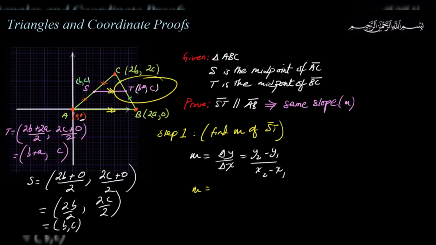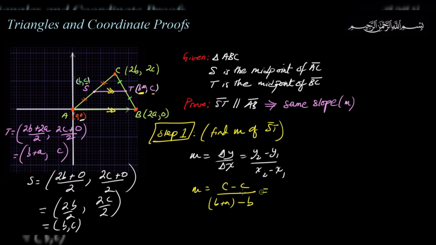So finding the slope of st, which is like our step 1, is going to be y2 minus y1. So it's c, that's y2, and y1 happens to be c. Change in y over change in x, x2 minus x1. That's b plus a, that's over here, and minus b. So c minus c is 0 over, well, this happens to be a, but that doesn't really matter because 0 divided by anything is 0. Ta-da! We did it. So the slope of st is 0.